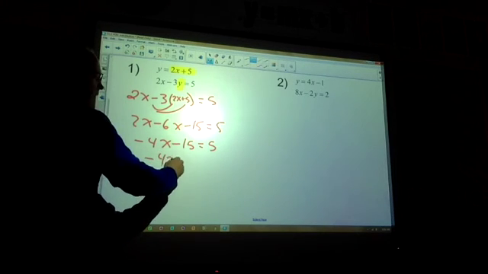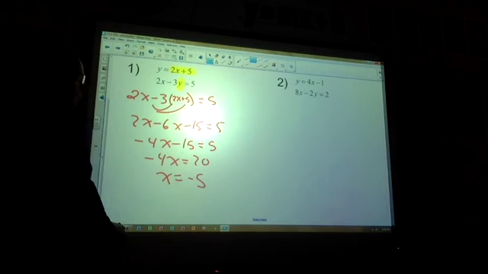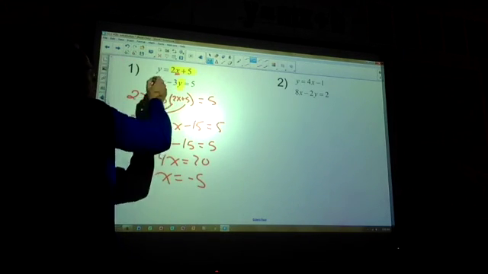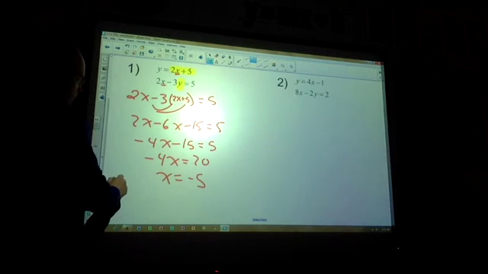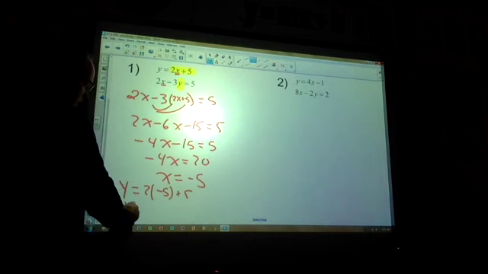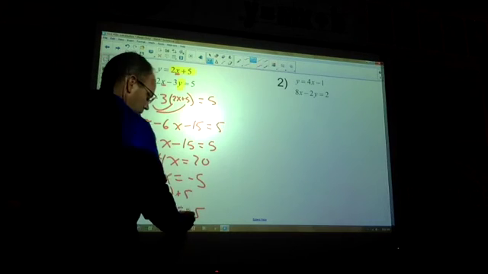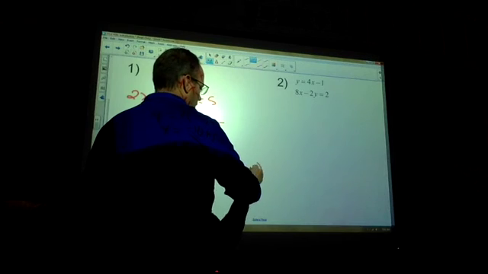Add 15. Divide by 4. Am I done? No. I want to plug in this value here. I could plug it in here as well, but the top one makes sense because I'm looking for a y. I already have an x. So I have y equals 2 times negative 5 plus 5. y equals negative 10 plus 5. So y equals negative 5. Oh, cool. They're the same thing. So I get negative 5 comma negative 5 as my answer.